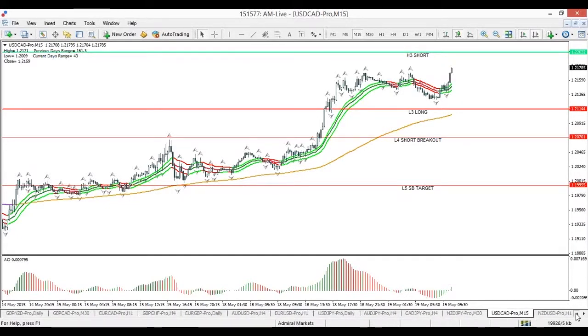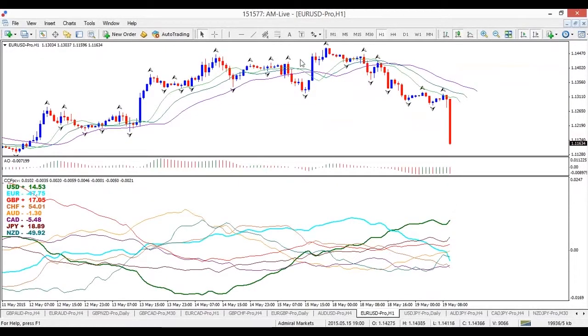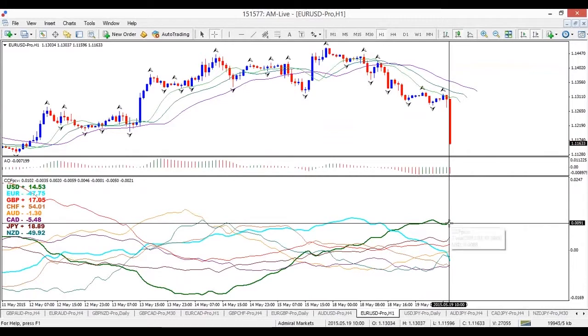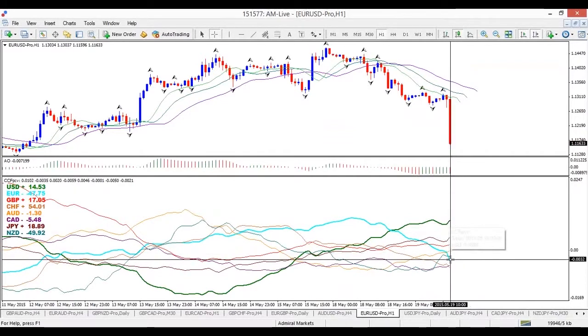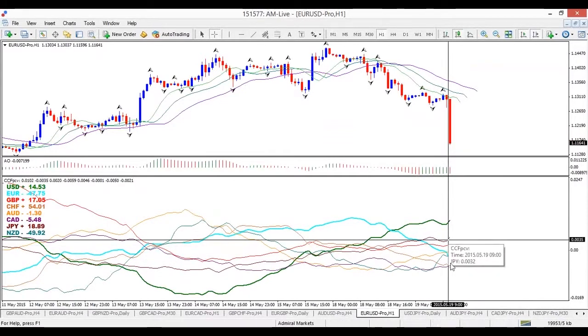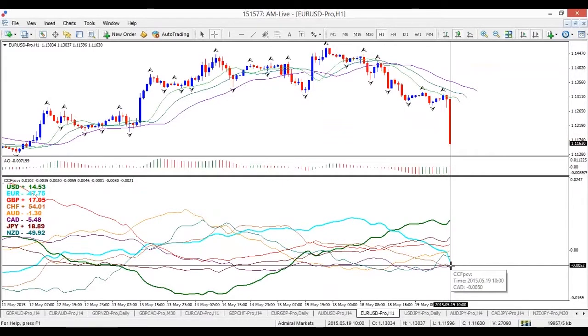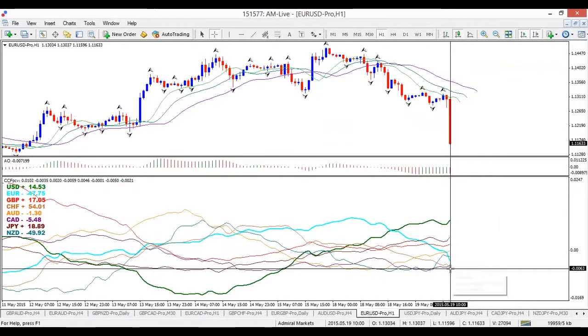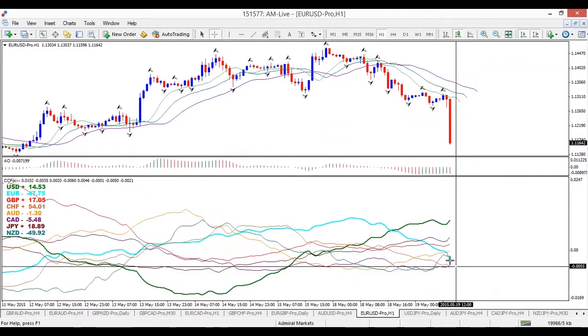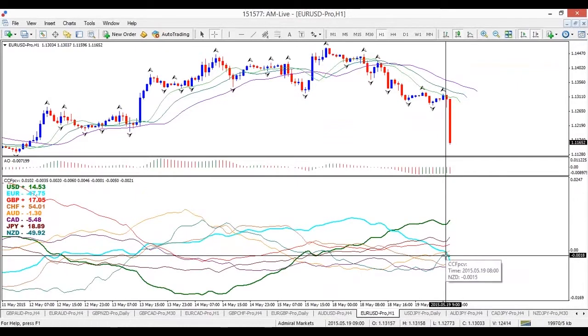See if there are some pairs that I missed that are perhaps interesting. Let's take a look here. On the hourly, the dollar is indeed taking a lift. Yen too. CAD weakening. Swiss weakening. Euro weakening.